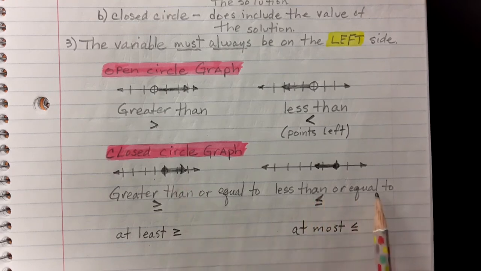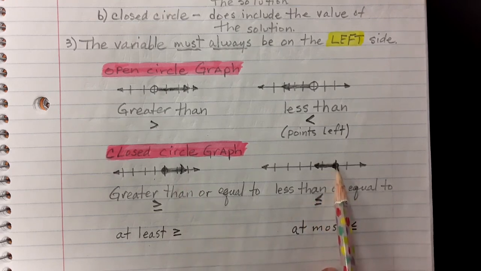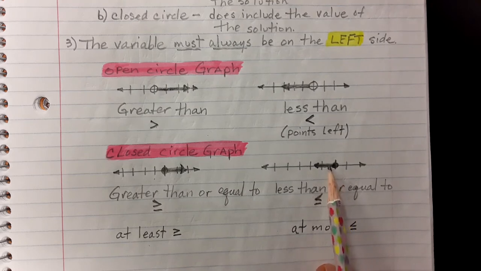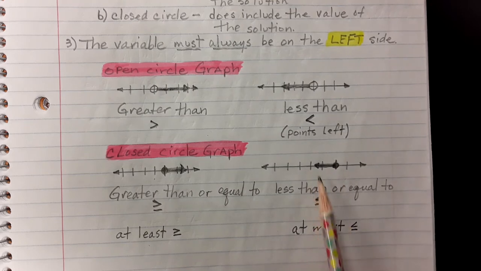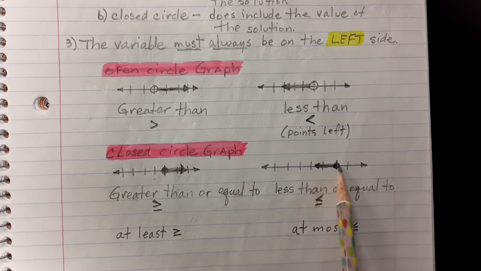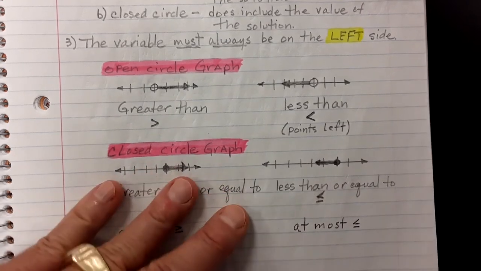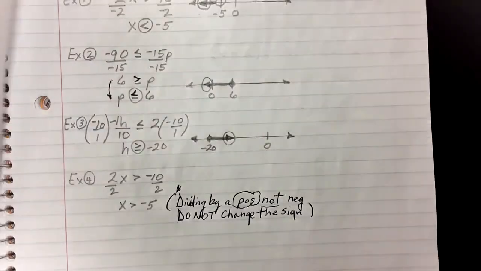So less than or equal to is a filled in circle because it's equal to that value, and less than, so the arrow points left. See how the end of the arrow is the same. Less than or equal to is that symbol, and that means at most. At most means it's at most this, but less than that. Okay, and that's addition and subtraction.